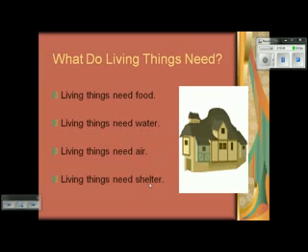What about the living thing, what they need? Living things need food. Like you need food to eat, right? They need water. Living things also need air to breathe. Can you live without air? No, no one can live without air. And also, living things need shelter, right? No one can live on the street. Can you live on the street without a shelter, without a house? No. Living things need these things so they are able to live. Very good.